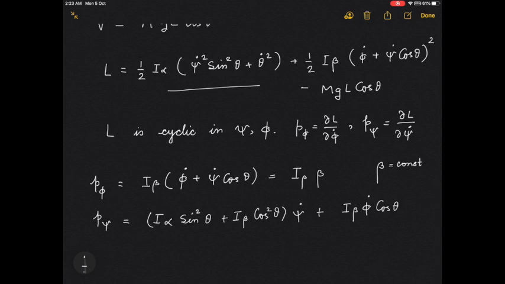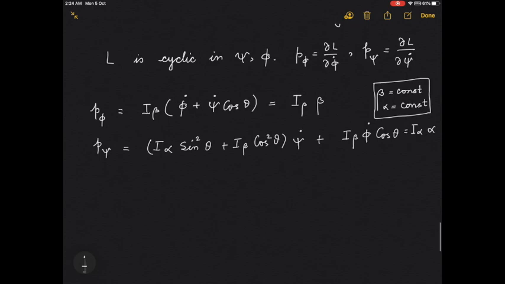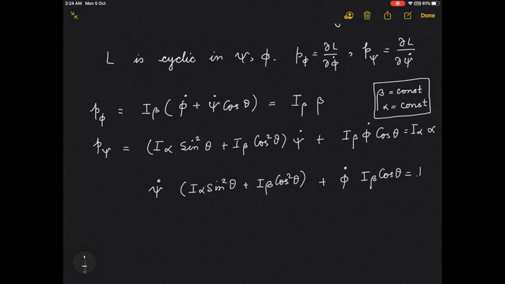This I call I alpha times alpha. So alpha is also constant. So what I do now is I have these two equations of phi dot and chi dot. So one is chi dot times I alpha sine square theta plus I beta cos square theta plus phi dot times I beta cos theta equals I alpha times alpha.